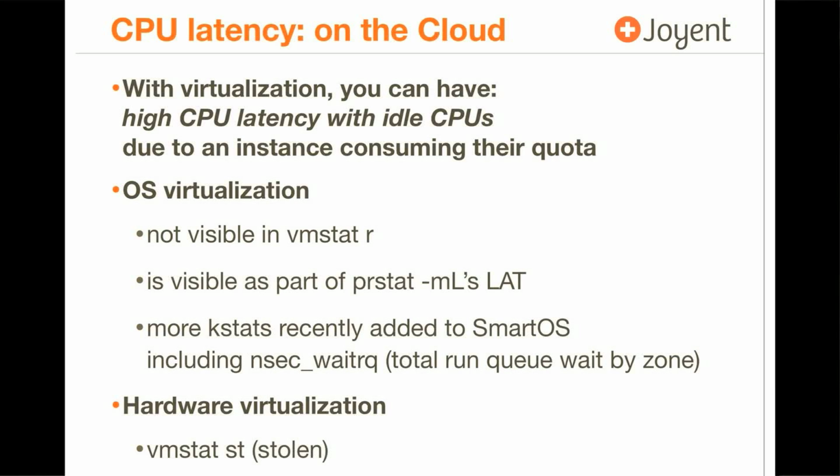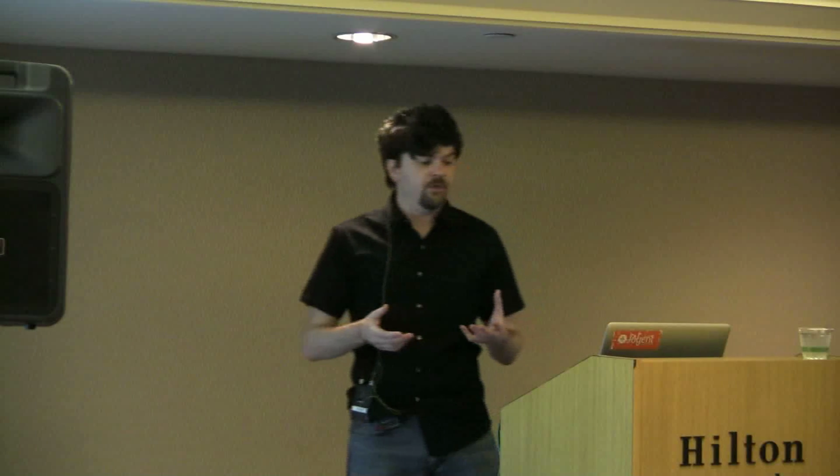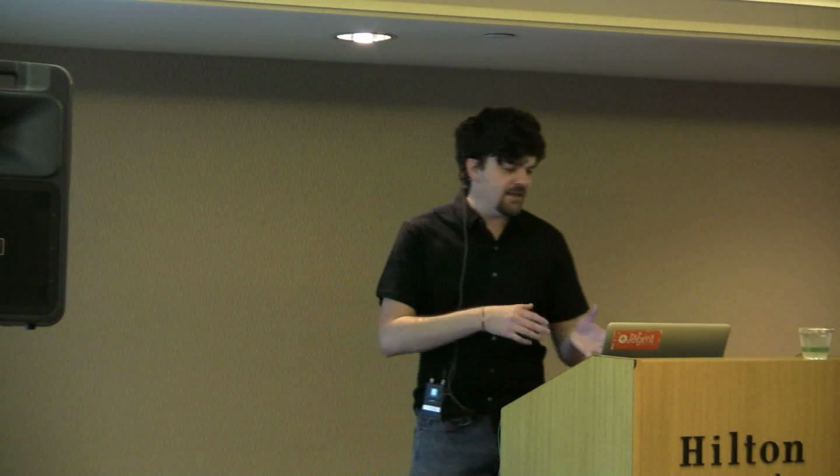On the cloud, things get even more complicated. Instead of just the regular CPU dispatcher queue latency, if you have operating system virtualization, you can have latency that's not visible in vmstat r, and it's because you've hit quotas and you're being throttled by the operating system. You can have high CPU latency even though there are idle CPUs on the system. So things get actually pretty weird. Customers think they can understand the dispatch queue latency, and yet CPUs look idle.